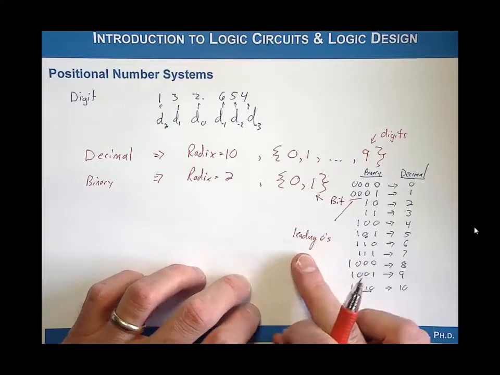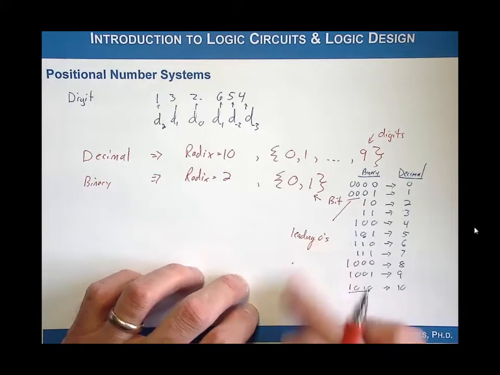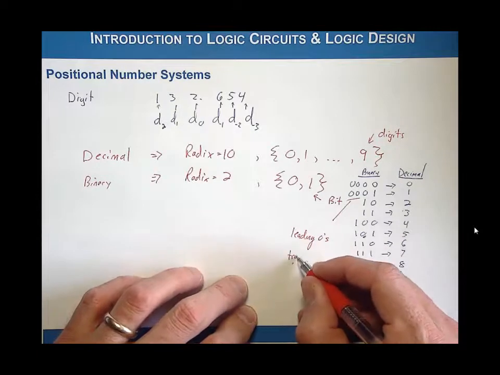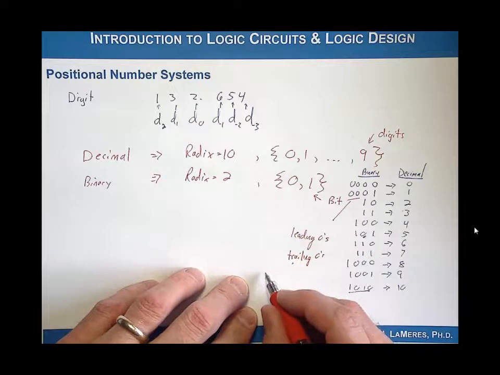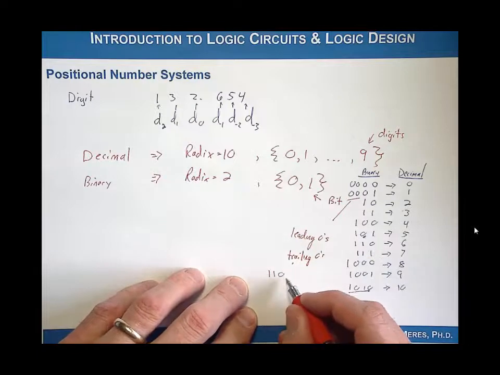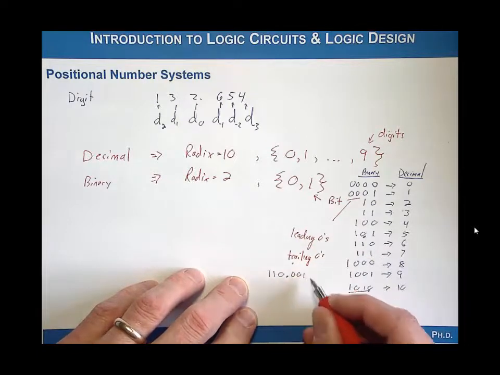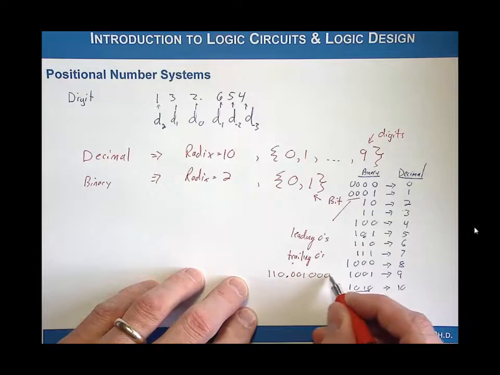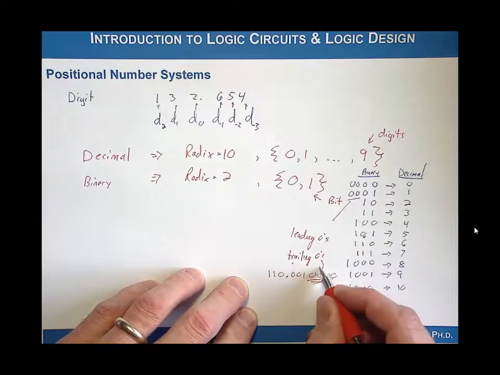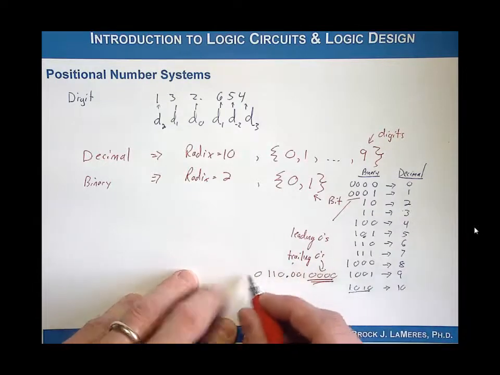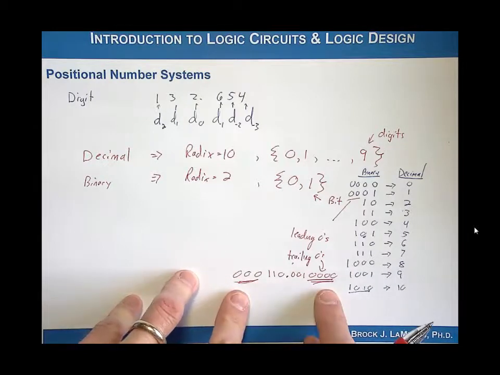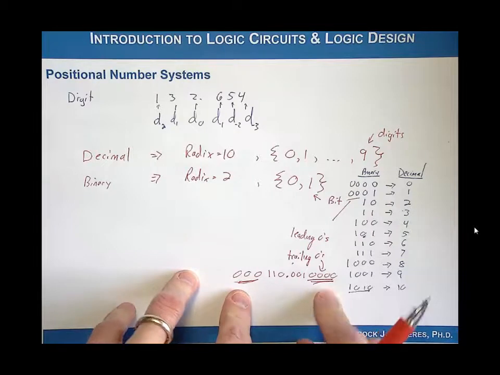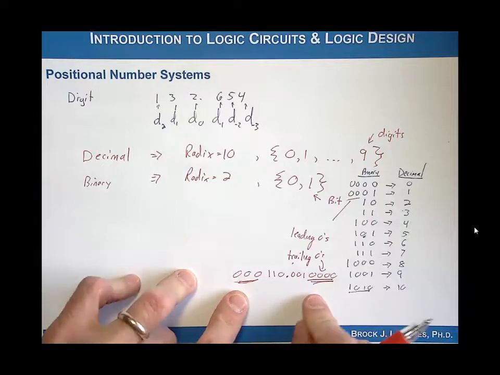If you have leading zeros, you also have the concept of trailing zeros. Trailing zeros are when you have a fractional number. So let's say we had 110.001. You could put trailing zeros on a number, and they would not have any impact on the number either. So you can always put as many zeros on the front end of a number as you need, and as many zeros on the back end as you need, and those are called leading zeros and trailing zeros.